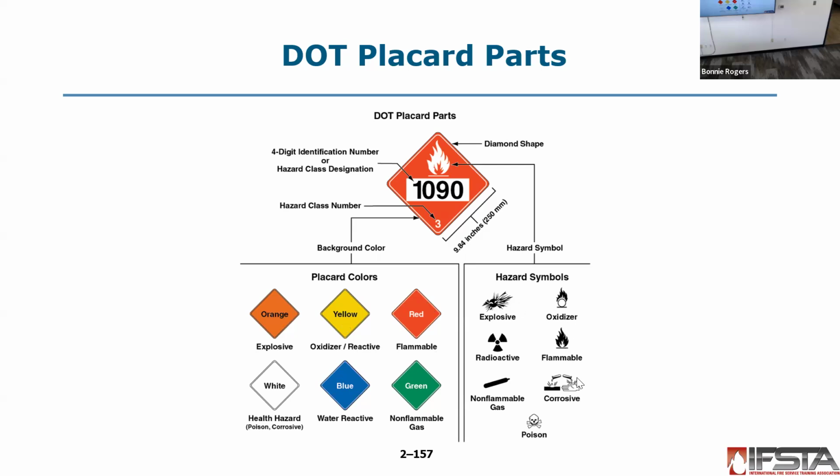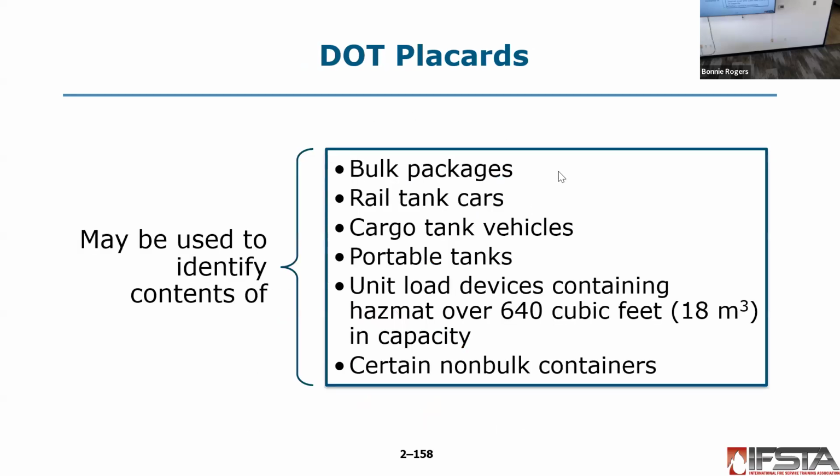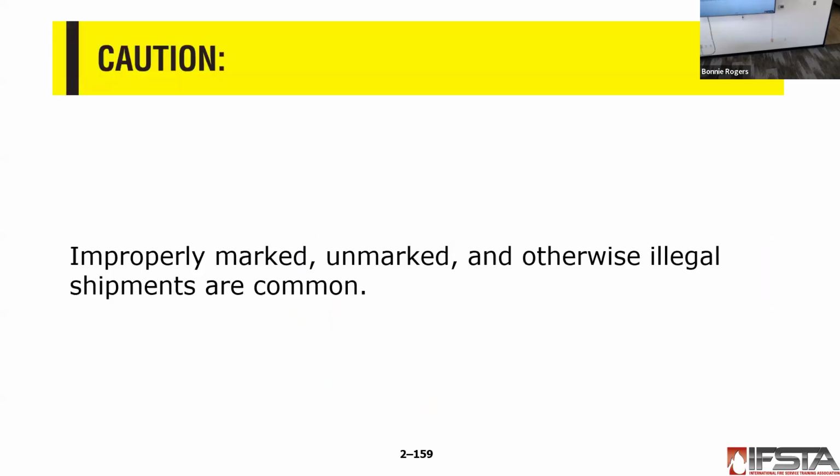So explosive, you can kind of see the shrapnel there, oxidizer, radioactive, flammable, non-flammable, corrosive, and you guys have probably seen these before. So it's gasoline. You're going to use the DOT placards for packages, rail cars, cargo tanks, portable tanks and other devices. But keep in mind, as we talked about, you might encounter some things that are improperly marked, unmarked, or illegal.